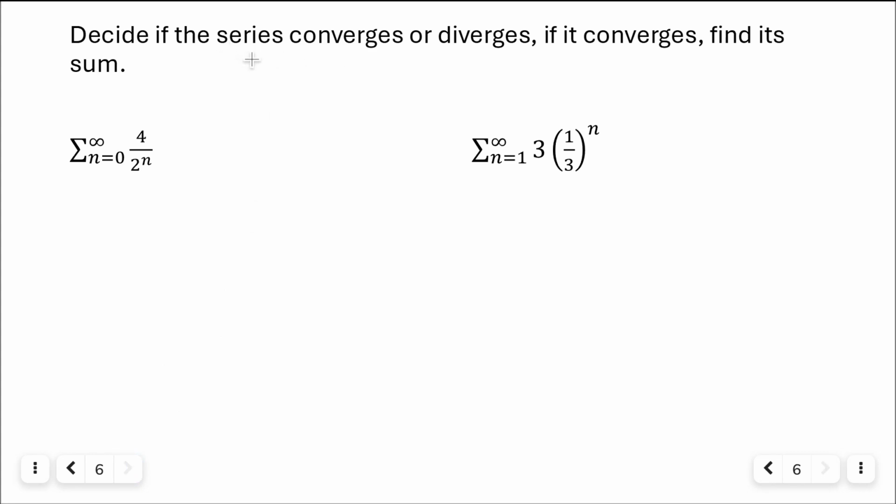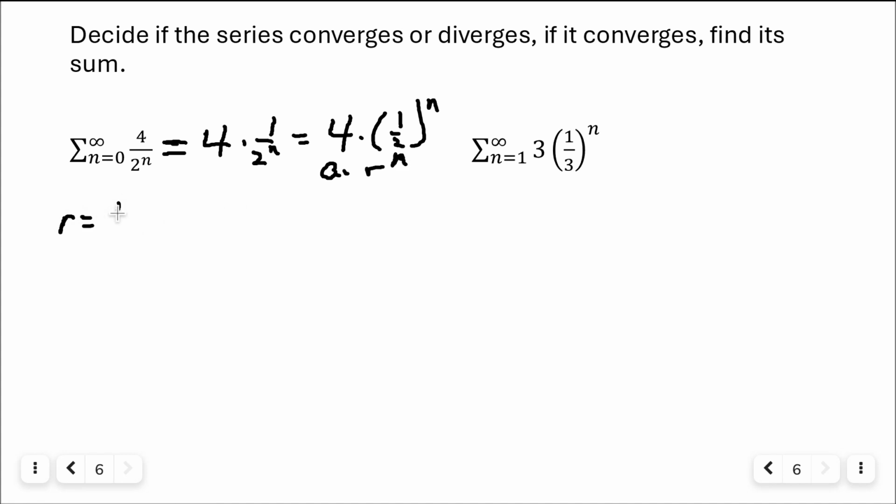If they converge, we're going to find the sum. All right, let's take a look at the first one. The first one is 4 over 2 to the n. Take a minute, see if you can convert it. So that's 4 times 1 over 2 to the n, but that's really 4 times 1/2 to the n. Well, there's my a, there's my r. In this case, r is 1/2, so it is between -1 and 1, so this series converges.